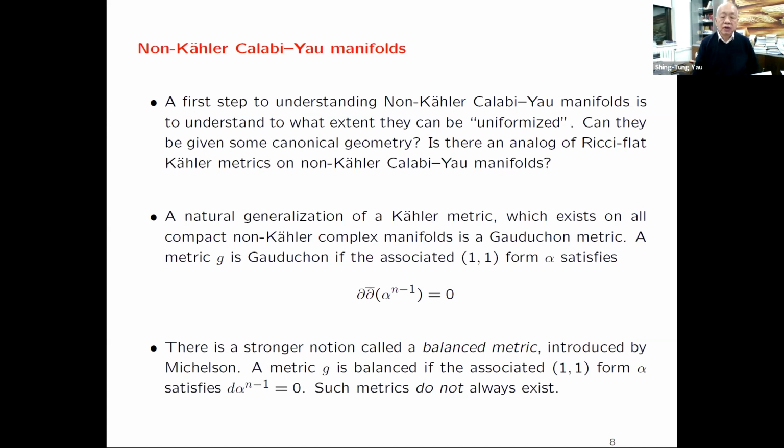But then there's a stronger notion called a balanced metric, introduced by Michelsohn about 45 years ago, I think. This metric is called balanced if the associated (1,1)-form satisfies the stronger condition that alpha to the power n-1 is closed. This is a topological condition, closed forms. And this is much stronger than the ddbar alpha to the power n-1 equals 0 condition. So in particular, it may not exist.